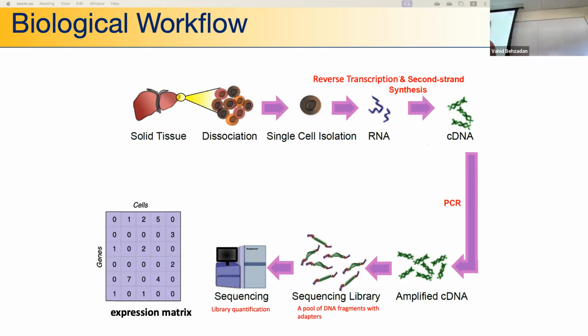So our goal is to quantify the number of genes per cell, right? So we need to add this adapter to tell us which gene is expressed. And then it goes to the sequencing machine, and you get a data matrix like this. It's called expression matrix, where you have rows as genes and columns as cells, right? So that's the biological workflow. We don't do it in our departments. It's usually done in School of Medicine.